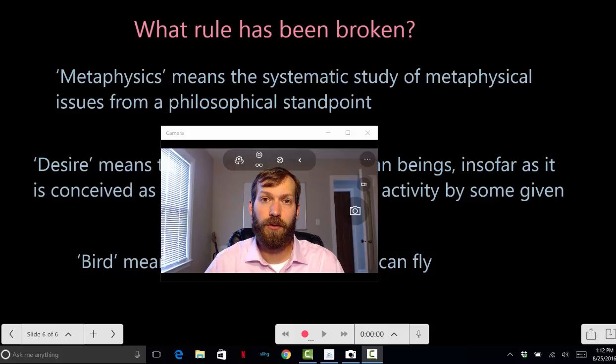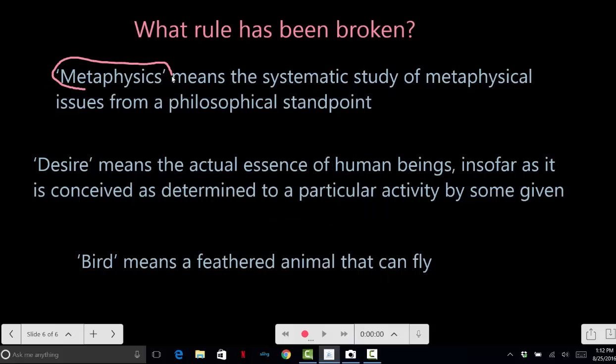If you said circularity, avoiding circularity got broken. That's correct. And the reason why we know that's the correct answer is we're defining the word metaphysics. So we're giving a definition to somebody who doesn't know what metaphysics means, and then we define it in terms of metaphysical issues. The problem is, if you don't know what metaphysics is, you probably don't know what metaphysical issues are. This is just not going to be a helpful definition then. It's not going to be informative.